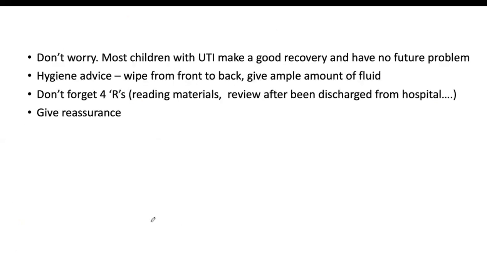After you have explained what's going to happen, reassure again. Jenny, please don't get worried. Most of the children with a urinary tract infection make a good recovery without any future problem. And it is not an uncommon condition, and it can be treated quite easily. And you have done a very good job by bringing her here in the shortest possible time.